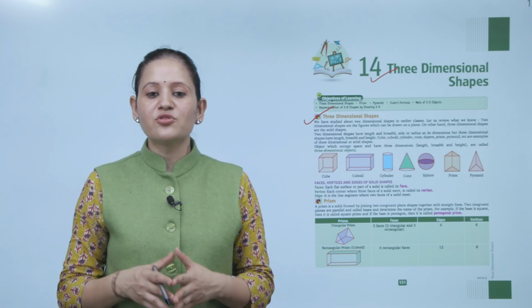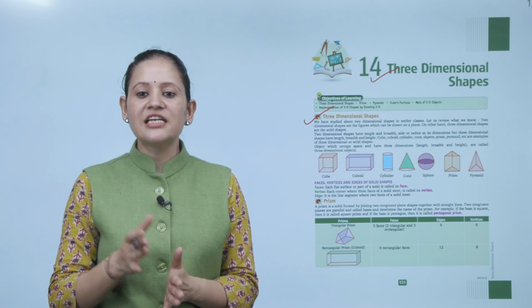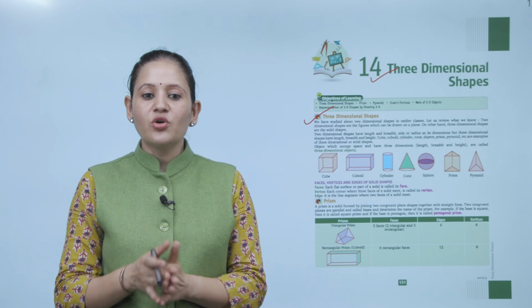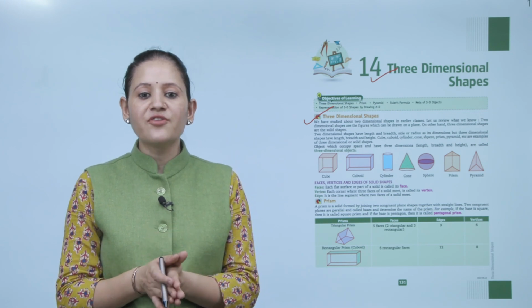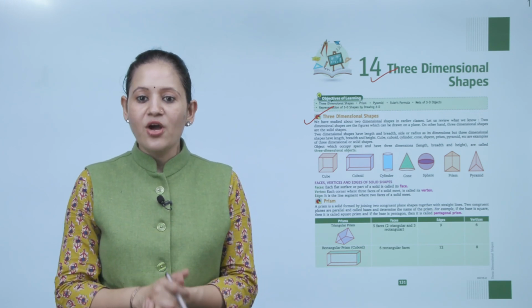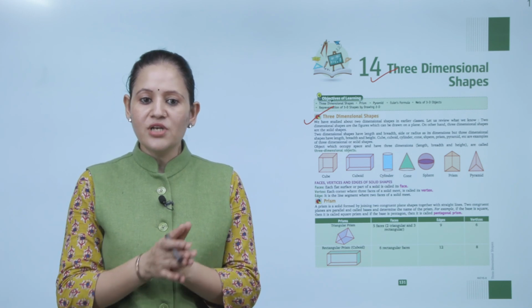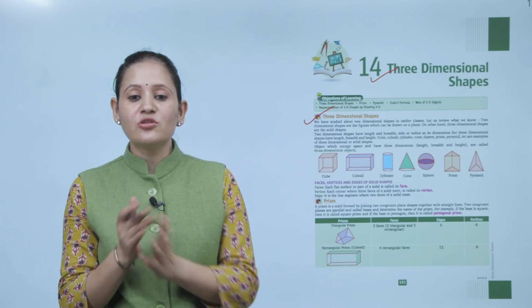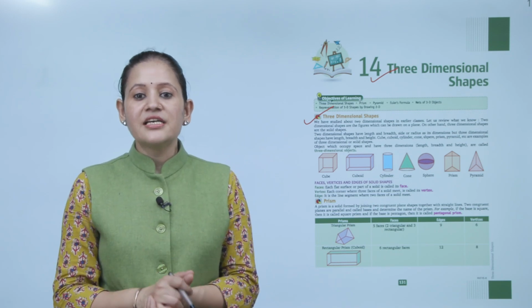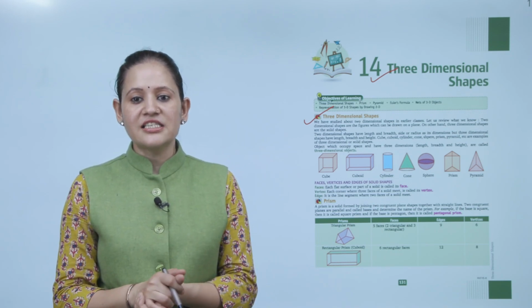We have studied the two-dimensional shape in the earlier class. Let us review what we know. Two-dimensional shapes are figures which can be drawn on a plane. On the other hand, three-dimensional shapes are the solid shapes. Two-dimensional shapes have length and breadth. Side or the radius are its dimensions.